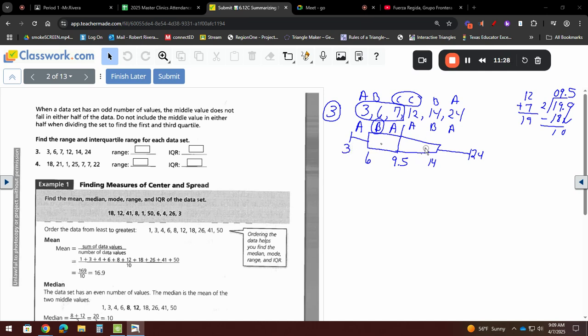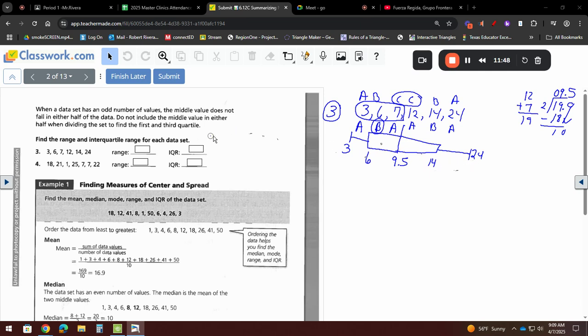Now I have all my data points. The minimum is 3. The maximum is 24. The Q1, which is called lower quartile, is 6. The median is 9.5. The upper quartile is 14, which is also called Q3. And this guy is the maximum, the upper extreme, the most number.